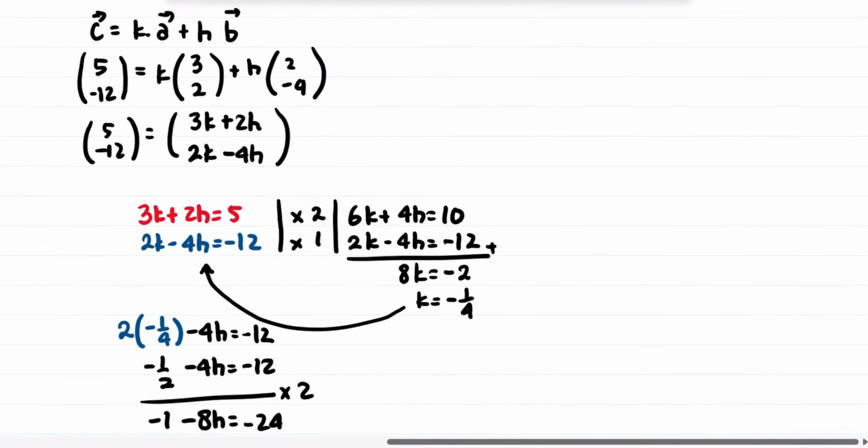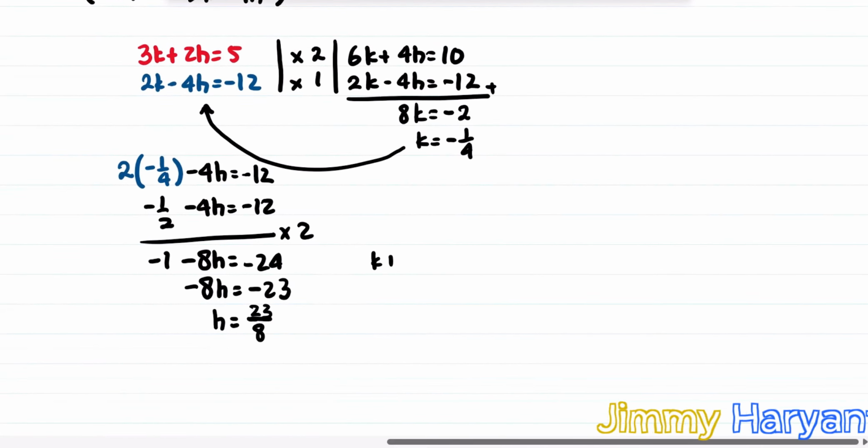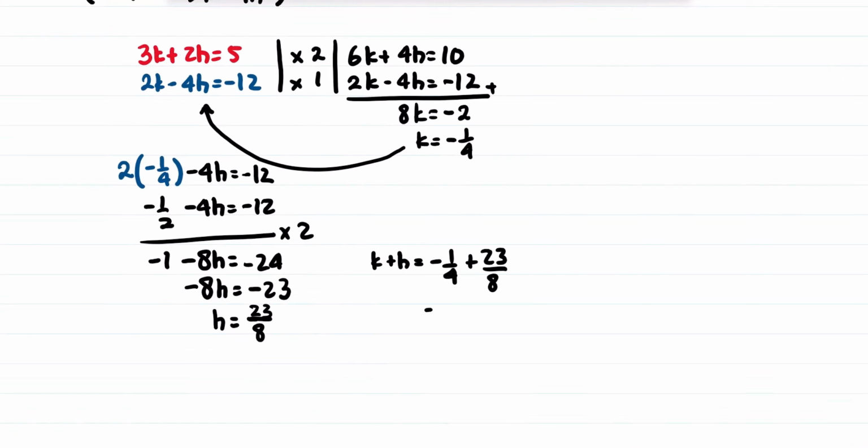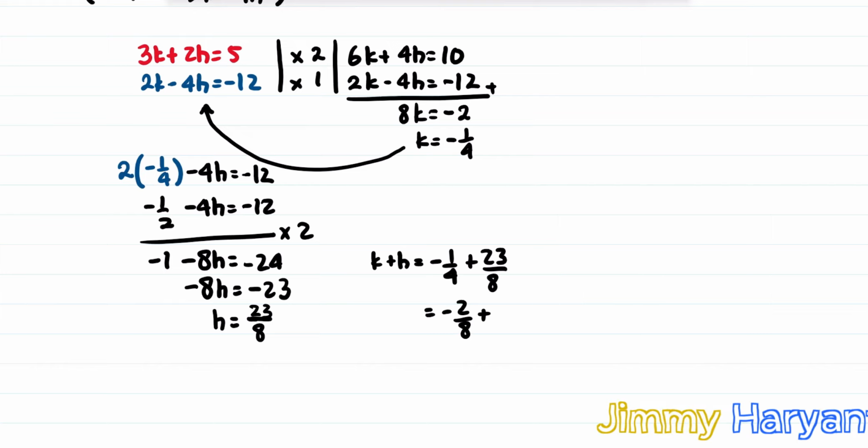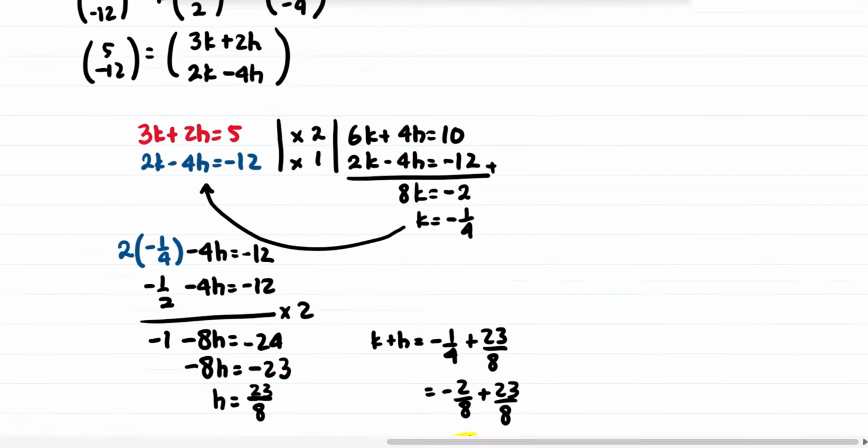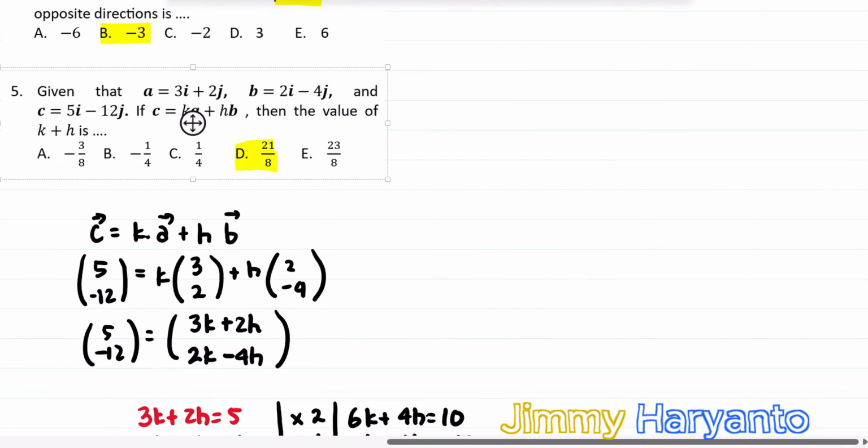The question wants you to find k plus h. So k plus h equals negative 1 over 4 plus 23 over 8. That means negative 2 over 8 plus 23 over 8. That also means 21 over 8. This is the final answer, 21 over 8, which is D.